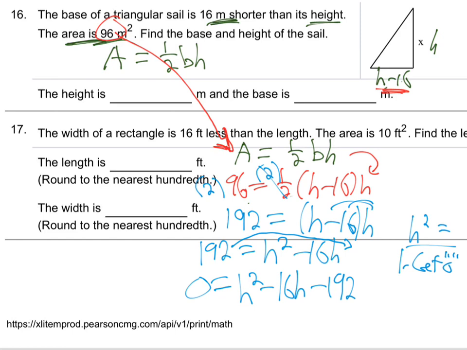Now, if you take your calculator, take 192, right? You're looking for two numbers. We're going to try to factor.